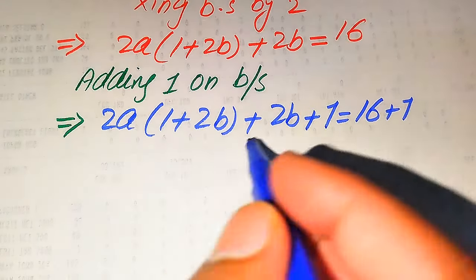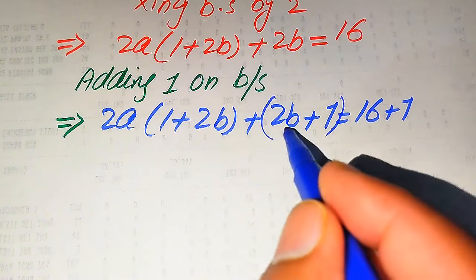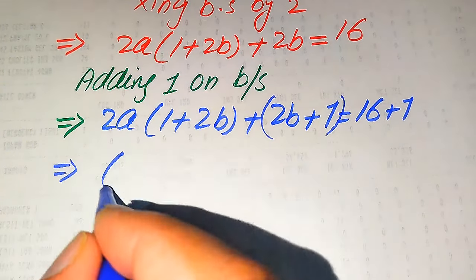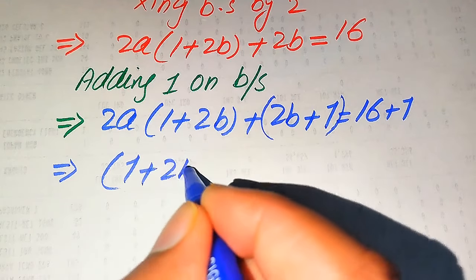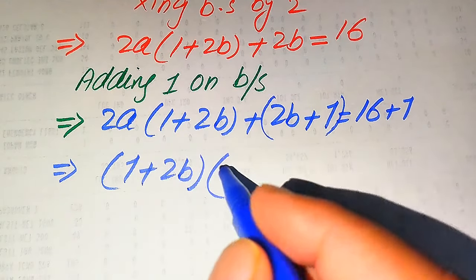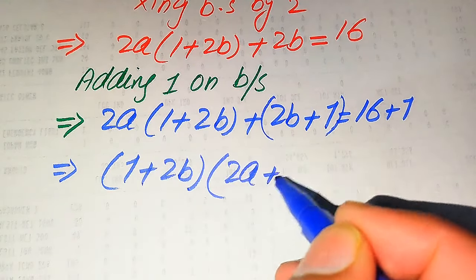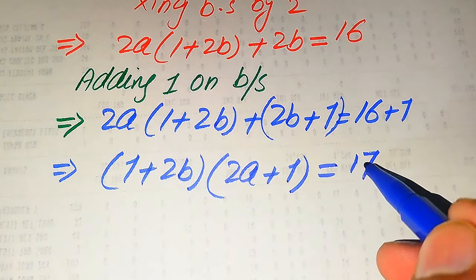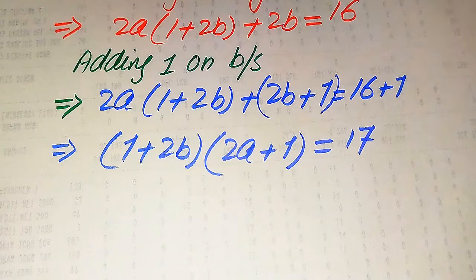And now here we need a little bit of simplification. Here 2b plus 1 or 1 plus 2b, both are the same thing. So here we need to take common 1 plus 2b. So when we take common 1 plus 2b, the remaining values are 2a plus 1, is equal to 16 plus 1, which becomes 17.